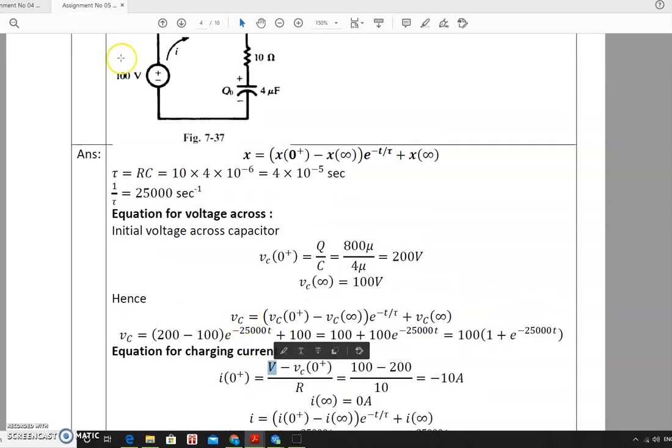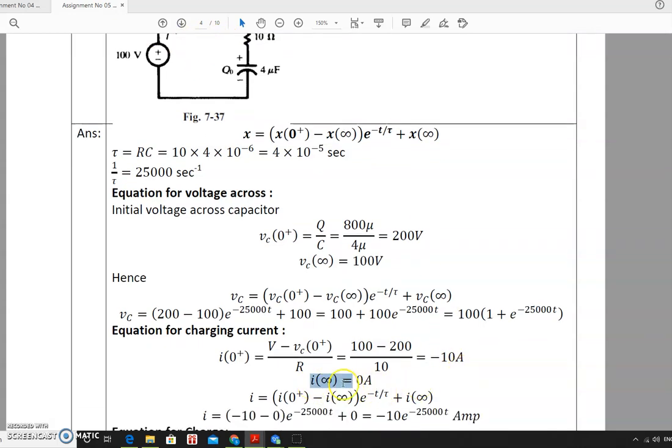V, the applied voltage, minus, because this is a plus polarity, so it is minus Vc(0+), that is the voltage across the capacitor at 0+, divided by resistance. So it comes to (100 minus 200) upon 10, it comes to minus 10 ampere. It indicates that though the direction is given like this, the current is flowing in the opposite direction because it comes to minus 10 ampere. And what is I infinity?